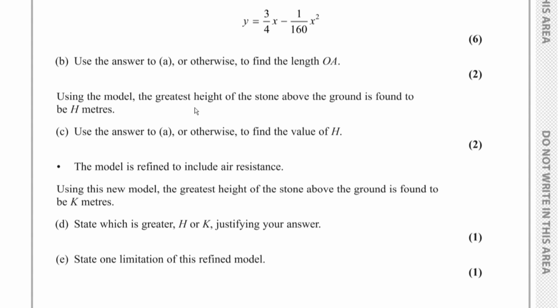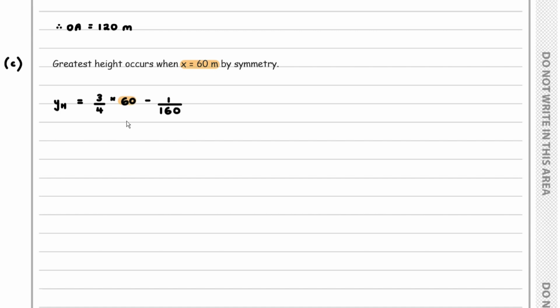Using the model, the greatest height of the stone above the ground is found to be h meters. Part C. Use the answer to Part A or otherwise to find the value of h. For Part C, the greatest height occurs when x is equal to 60 meters, and that's by symmetry. So the greatest height, h, that's equal to 3/4 multiplied by 60, subtract 1 over 160 times 60 squared, and it turns out this is 22.5 meters.